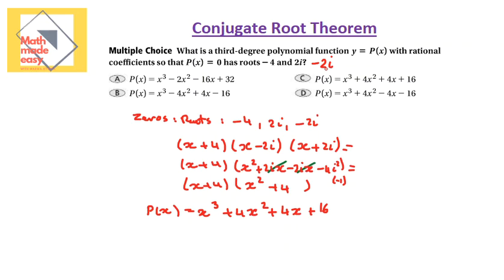The conjugate root theorem states that if you have an irrational root or you have a complex root for a polynomial function with rational coefficients, then the conjugates of these roots are also roots for the same polynomial function.